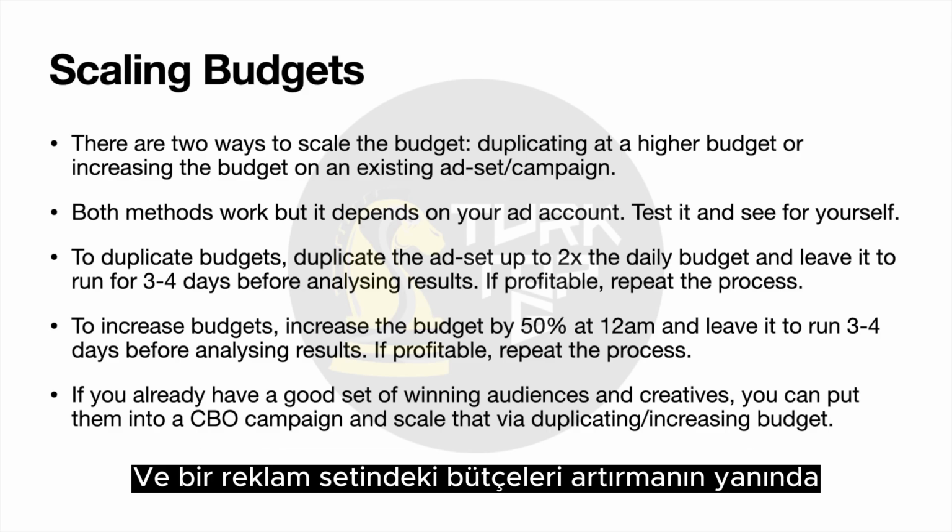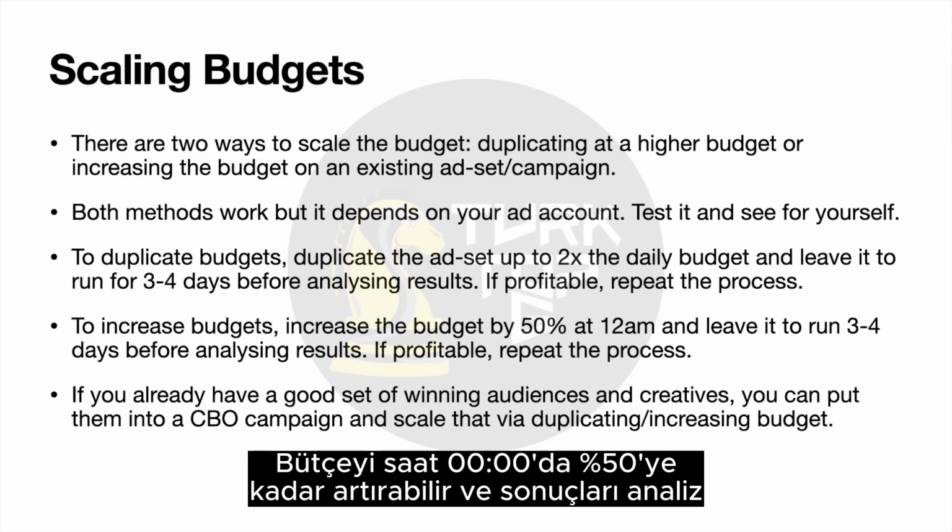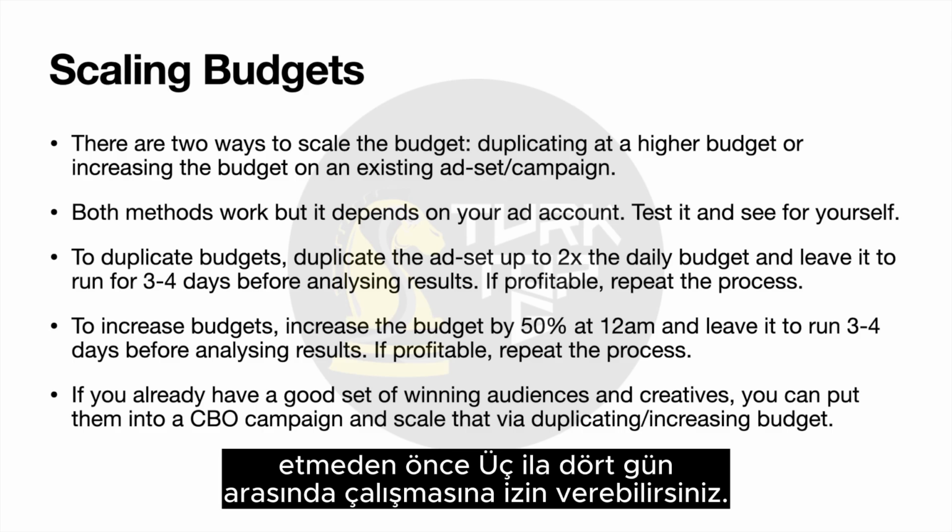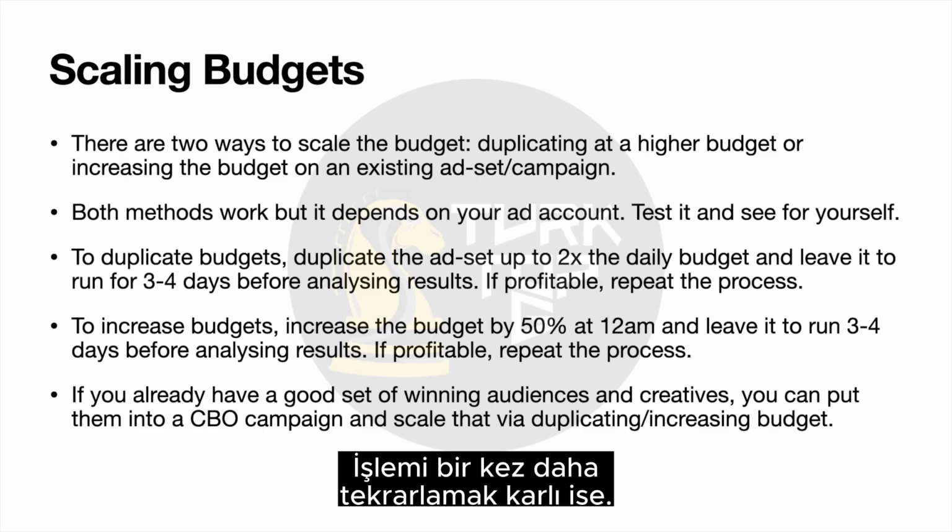And next, to increase budgets on an ad set, you can increase the budget by up to 50% at 12 a.m. and leave it to run for between 3 to 4 days before analyzing results. If it's profitable, once again, just repeat the process. And it's good to do this at 12 a.m. so the budget increase can be spread out throughout the entire day.